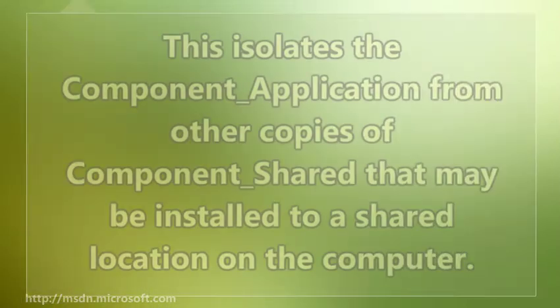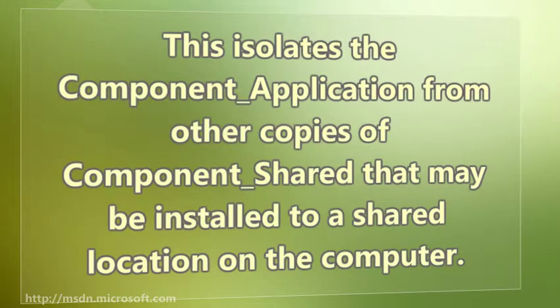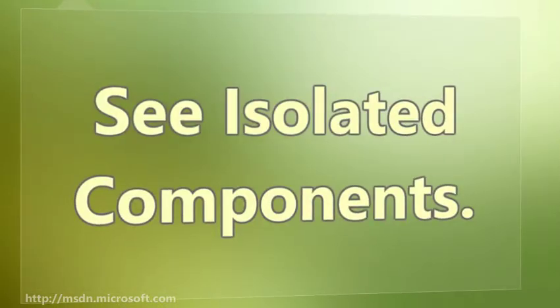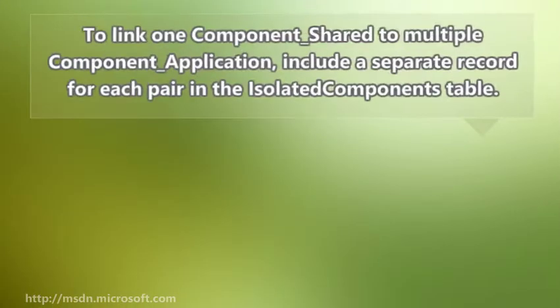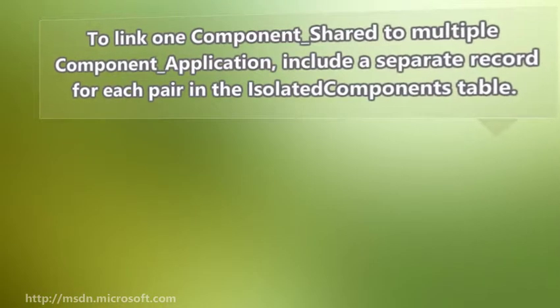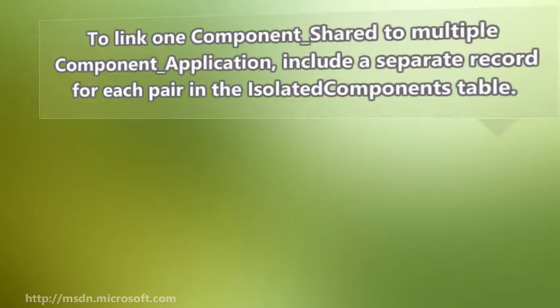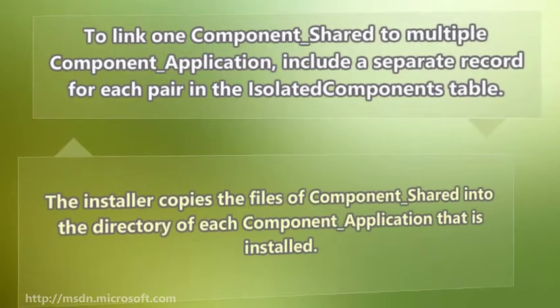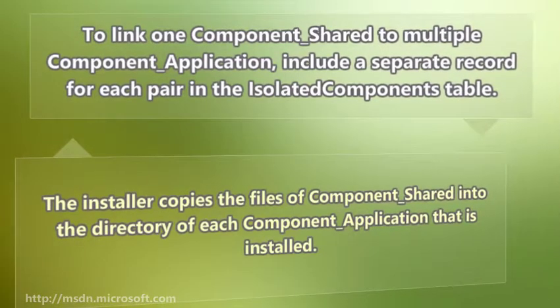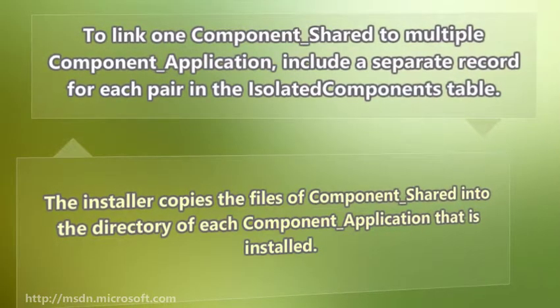This isolates the component application from other copies of component shared that may be installed to a shared location on the computer. See isolated components. To link one component shared to multiple component application, include a separate record for each pair in the isolated components table. The installer copies the files of component shared into the directory of each component application that is installed.